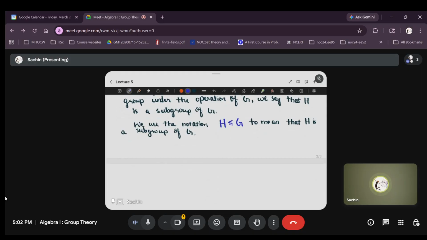Now, by this definition of subgroups, there are two very easy subgroups that you can have for any group. Can you tell me what those are?